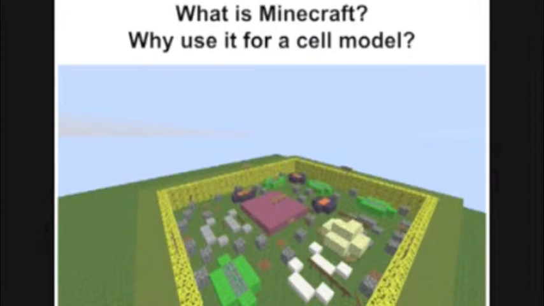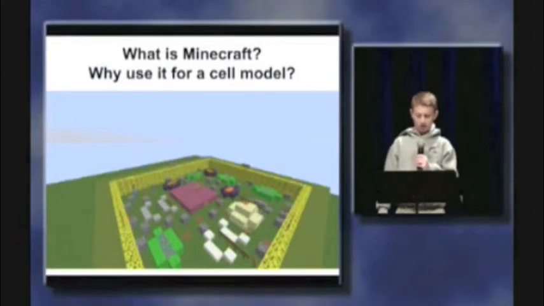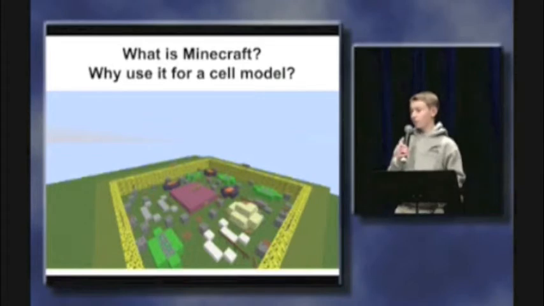I chose a plant cell because of its fixed, geometric, and blocky shape. I believe that Minecraft's blocks represent this well. This is a view from the side of my model. And now I have Philip.